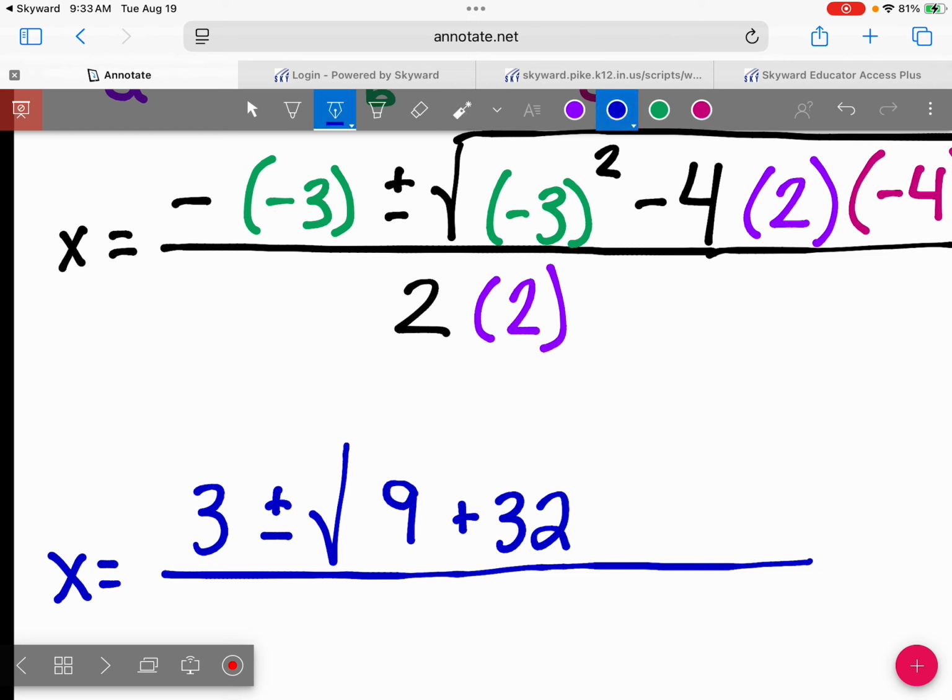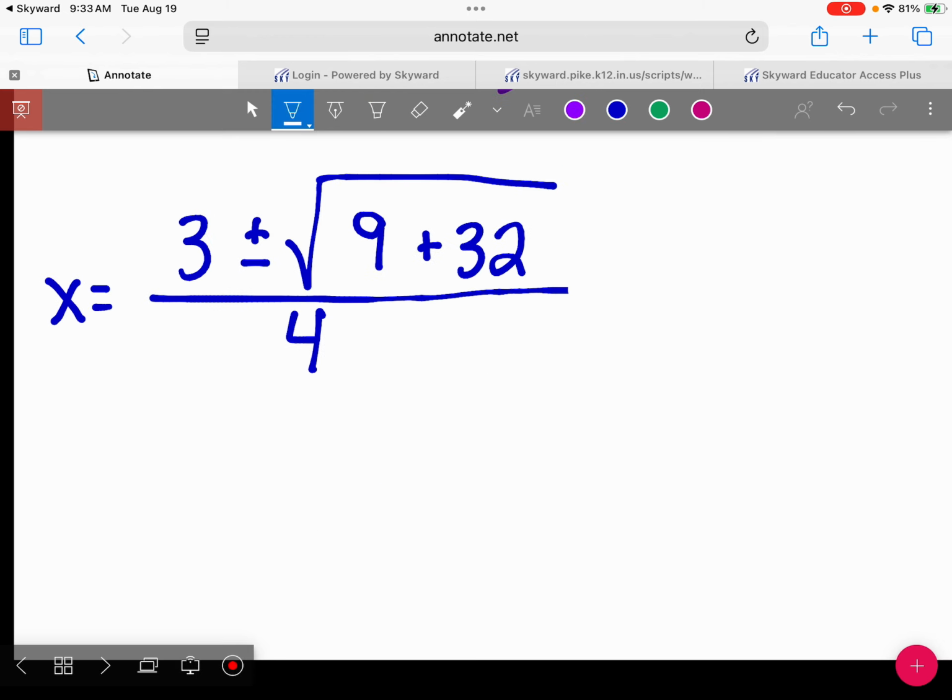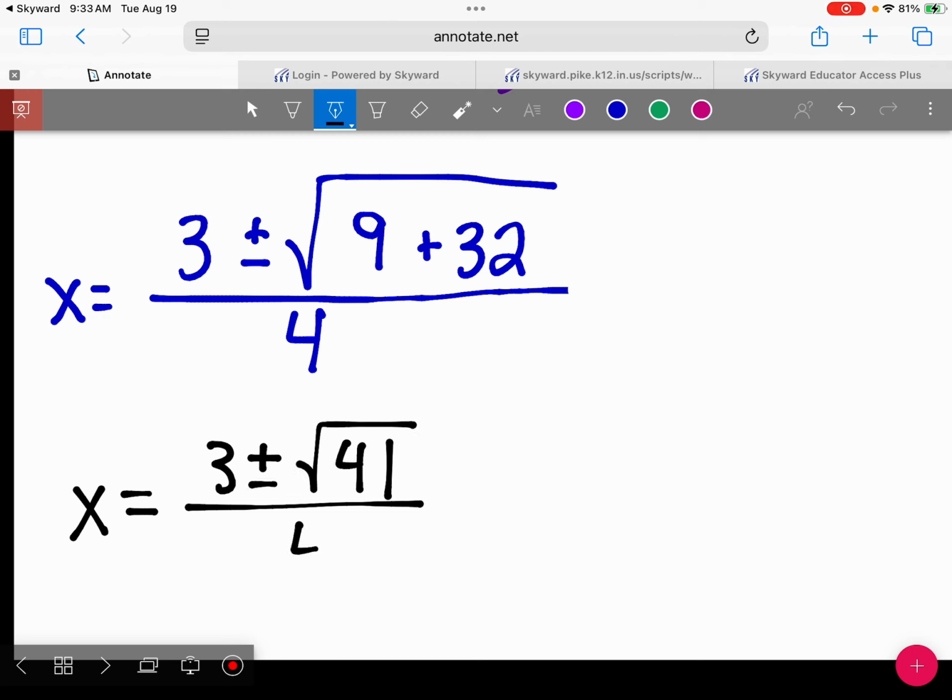So be super careful. And over our denominator, we know 2 times 2 is 4. So we're trying to simplify this. Well, 9 plus 32 we can do. What is 9 plus 32? 3 plus or minus square root 41 over 4. Does 41 have a perfect square as a factor? No.